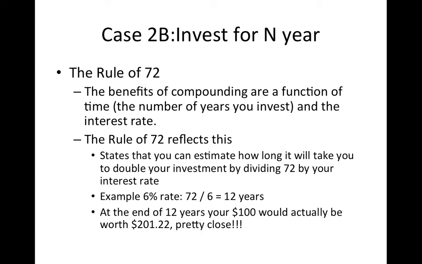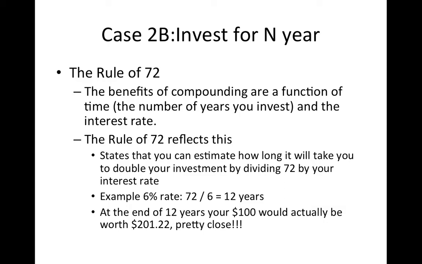So I want you guys to know the math for doing this, but I also want to give you a basic rule for thinking about this in your head. There's a rule called the Rule of 72. And basically what it does is combine, in a simple sense, for normal levels of interest rates, this concept of the importance of time and the importance of interest rate to give you some idea of how it impacts the value of your investment. And what the rule does is it states that you can estimate how long it will take you to double your investment by taking 72 and dividing it by your interest rate.